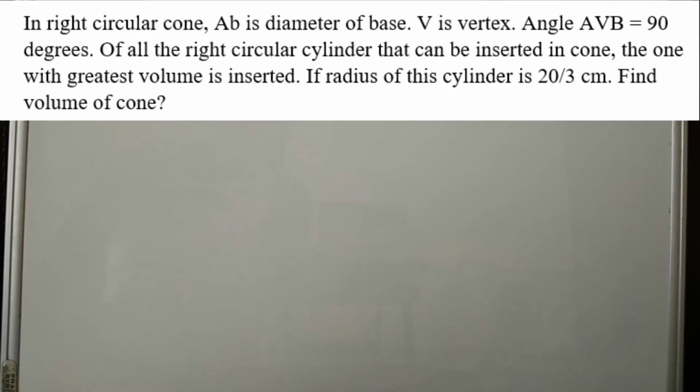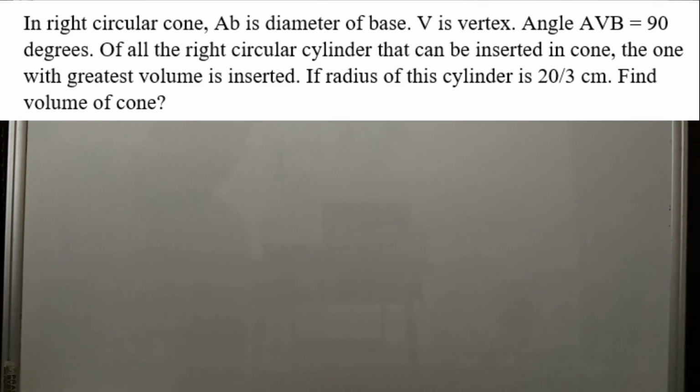So the next question is, in a right circular cone, AB is the diameter of the base, V is the vertex, angle AVB is equal to 90. This AVB equal to 90 is redundant because we already know that in a right circular cone the vertex is at a right angle. So of all the right circular cylinders that can be inserted in the cone, the one with greatest volume is inserted. If the radius of this cylinder is 20 by 3, find the volume of the cone.